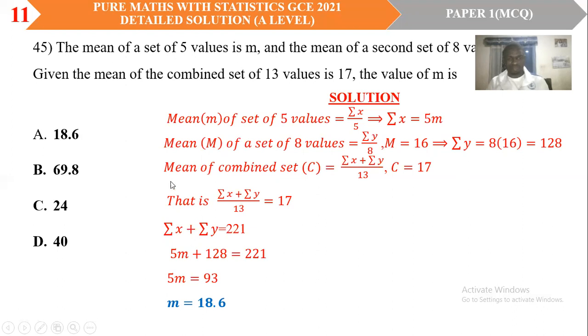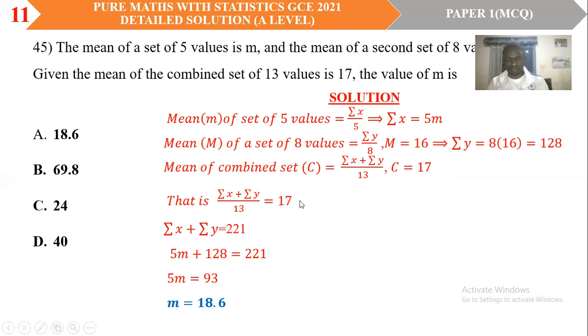Thus, we know that the combined mean of any 2 sets of scores is always given by the summation of the first set plus the summation of the second set over the total number of elements in the sets. So the combined mean C is equal to summation x plus summation y over 13. C is equal to 17. That is, summation x plus summation y over 13 is equal to 17.